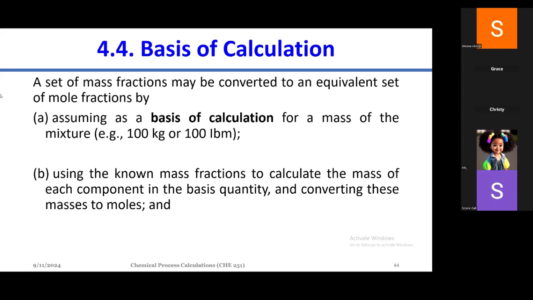Right? Yes, and then in doing that, you first have to set your basis if you don't know the total mass of the mixture. When you set your basis, then you can find the mass of each of them. Then you can use that to calculate your moles of each of them and then find your mole fraction. You've been given mass fraction. You need to get mole fraction. You first have to get the masses of each.